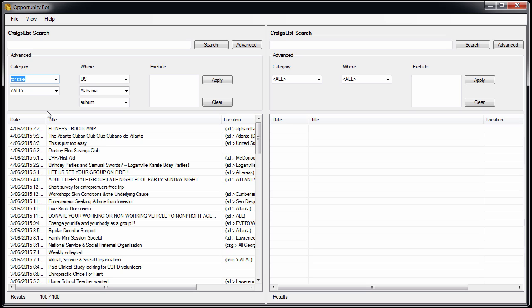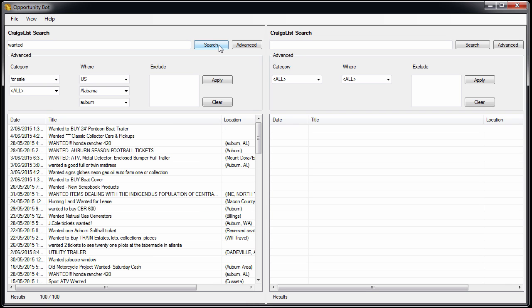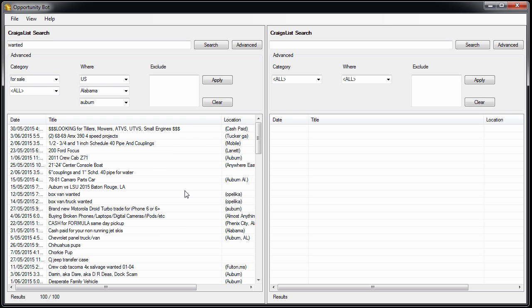For sale. Okay, so for sale is quite handy to find business leads if you're looking for dealers. If you just go into the for sale section, and I mean, we're still just in Auburn and Alabama, so we're not going to get a huge number of results. But if we just search for the keyword wanted, we don't even have a particular business in mind. We're just looking for people wanting things.